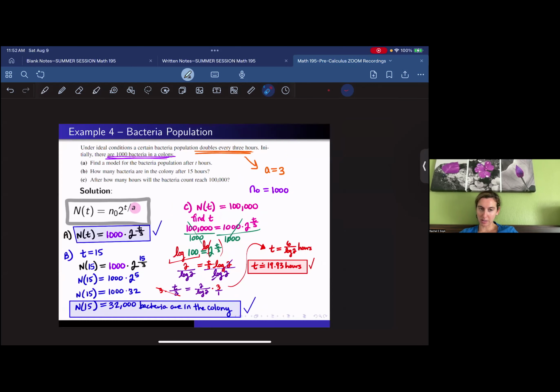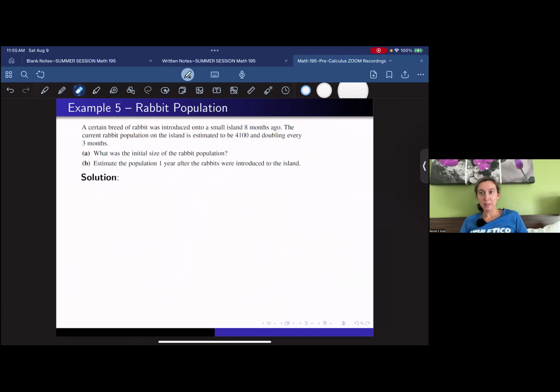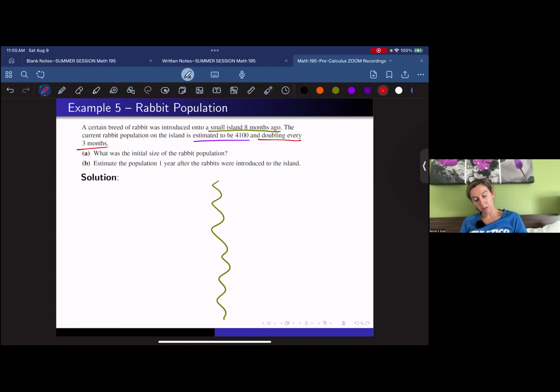And that concludes this example 4. So now let's move on to another example. We have example 5. A certain breed of rabbit was introduced onto a small island 8 months ago, and the current rabbit population on the island is estimated to be 4,100, doubling every 3 months. So our units here are going to be 3 months.